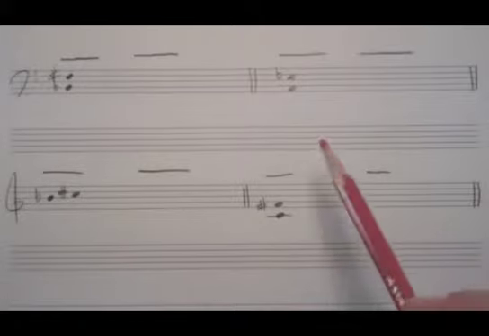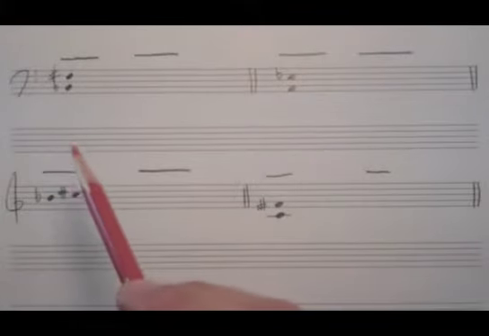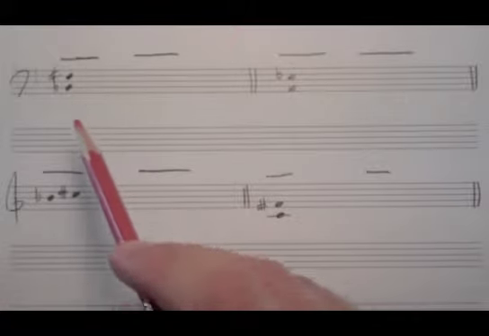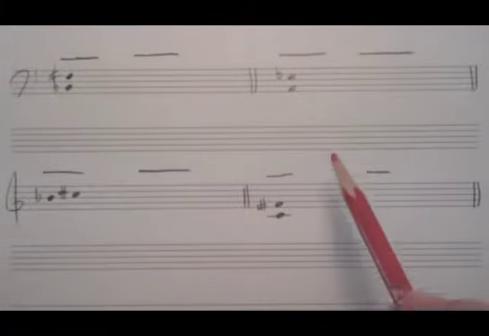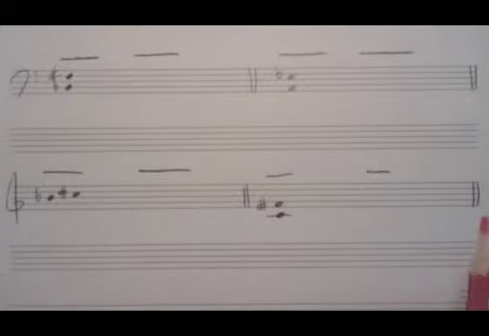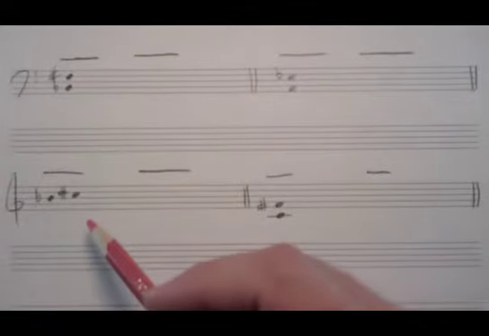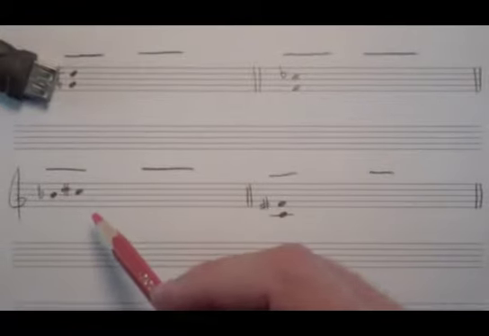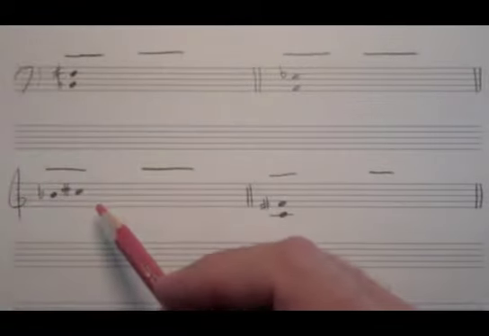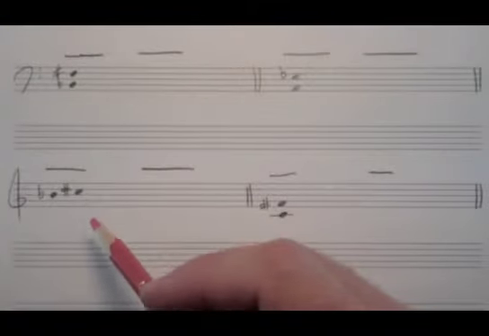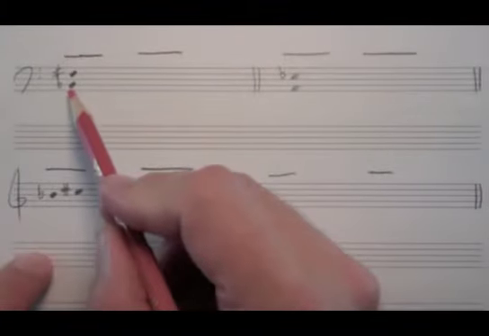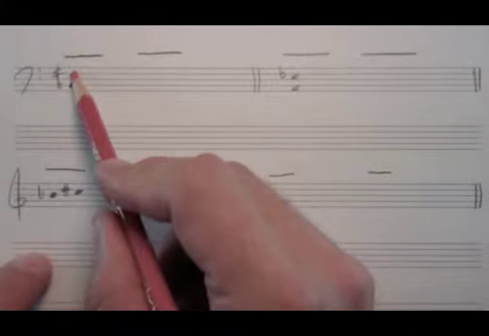So these intervals involve intervals that are augmented and diminished, and they work exactly the same, and the numbers work exactly the same. So let's go through and let's figure out these intervals, and let's figure out their inversions. Okay, so here we have B flat to F sharp.